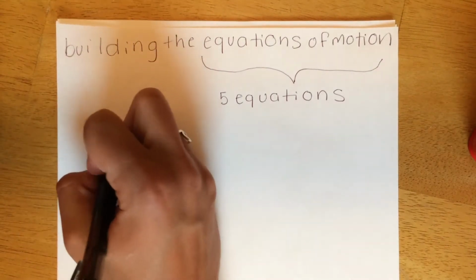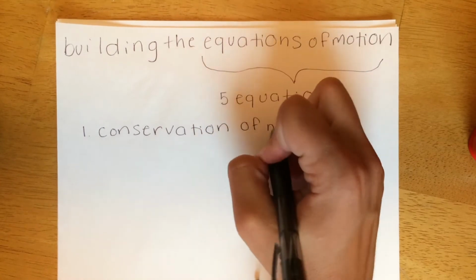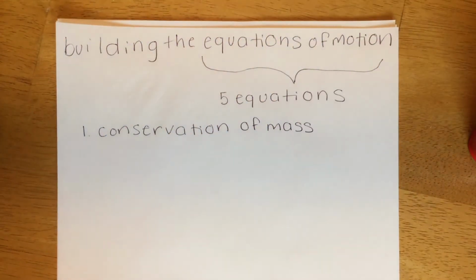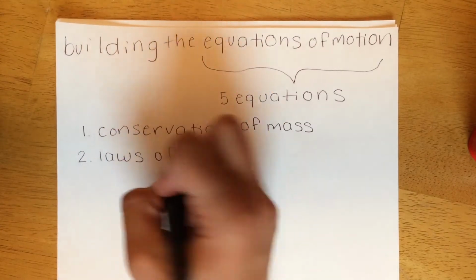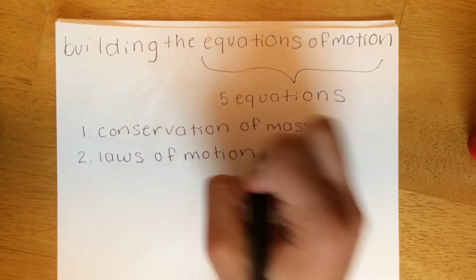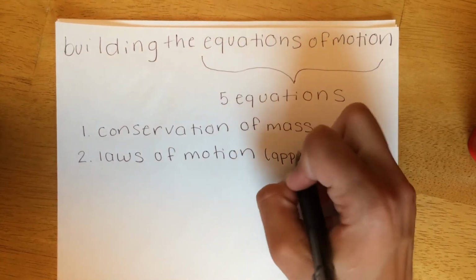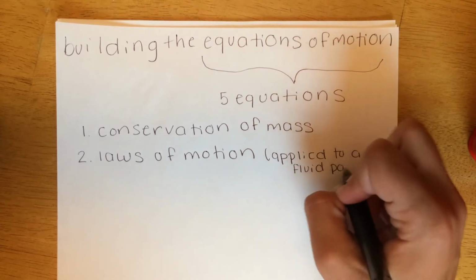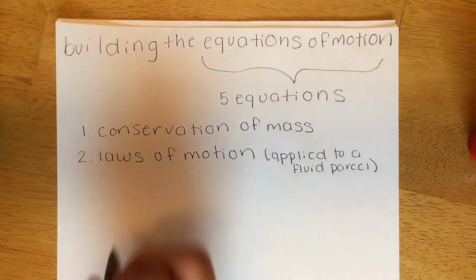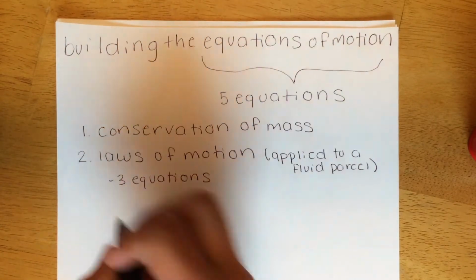The first equation should be familiar to you as we derived it in last week's lecture video. The continuity equation is the first equation that makes up the equations of motion and represents conservation of mass. The next group of equations are the laws of motion, or the Navier-Stokes equations. These are derived from Newton's second law of motion. These laws of motion are split into 3 separate equations, one in each direction, and these equations represent conservation of momentum.